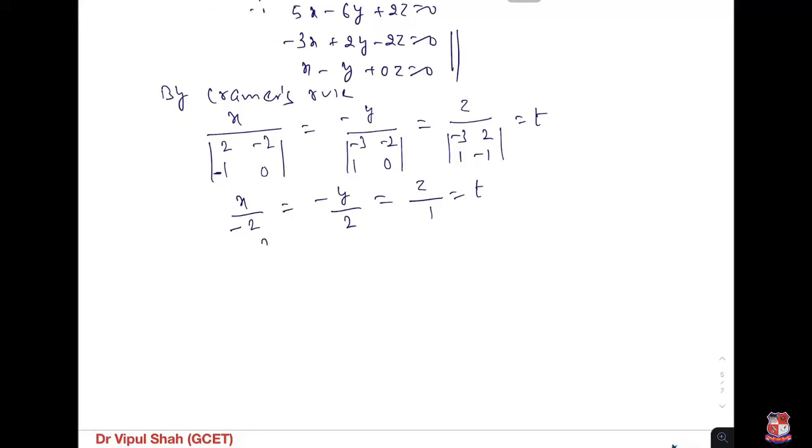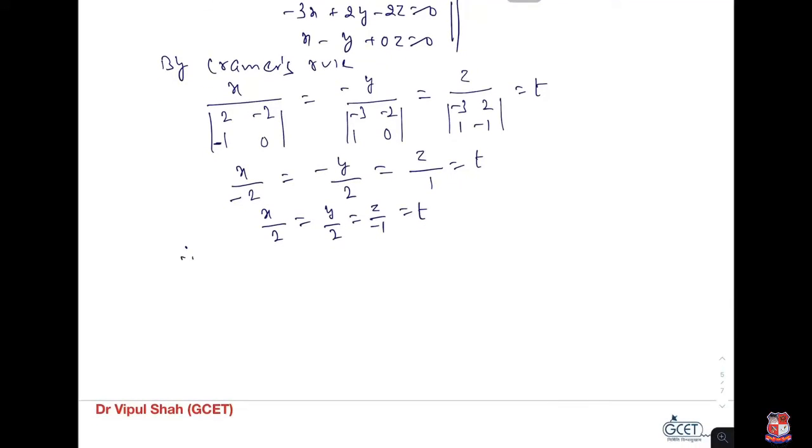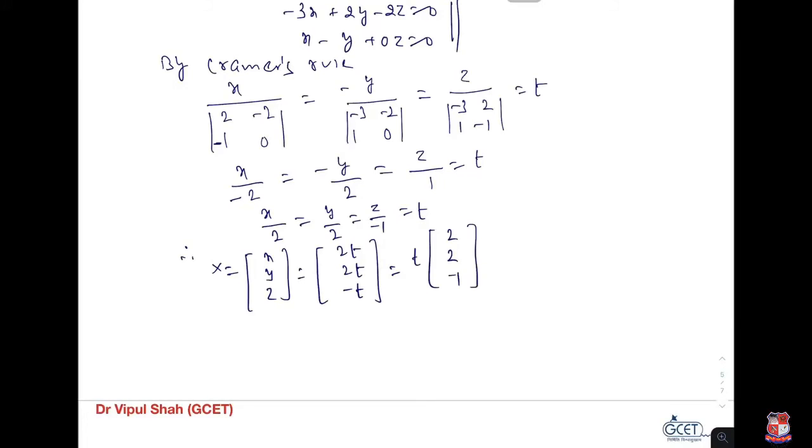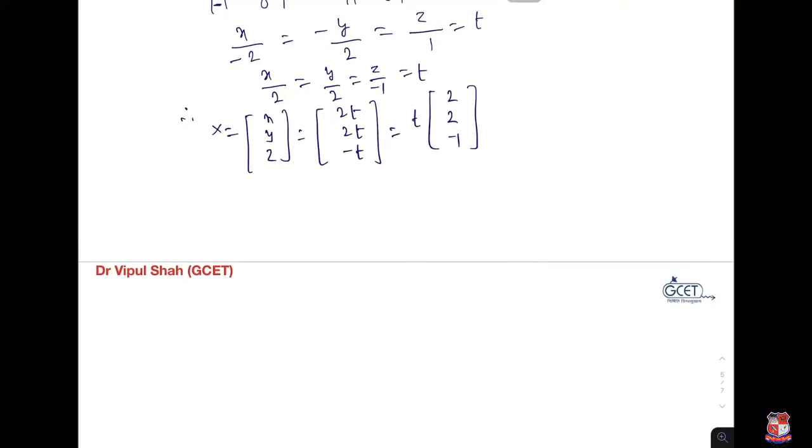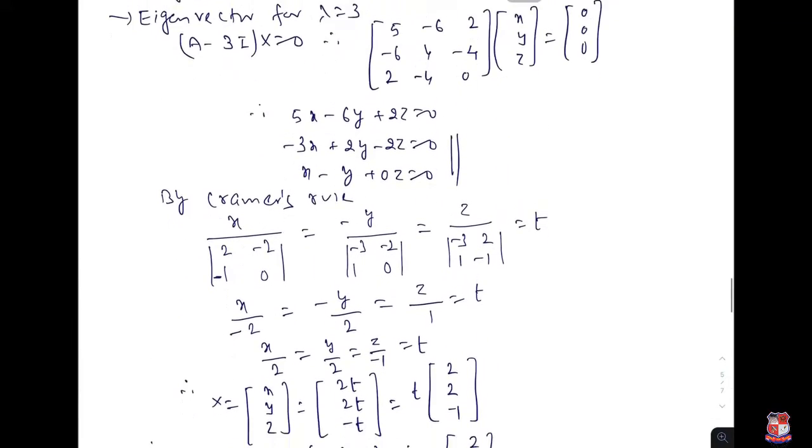1, so you can have even x by 2 equal to y by 2 equal to z by minus 1 equal to t, and therefore x equal to x y z, this is 2t, minus t, and so that is nothing but 2 minus 1. Okay, so that is the eigenvector. So therefore the eigenvector for lambda equal to 3 is 2 minus 1. Okay.